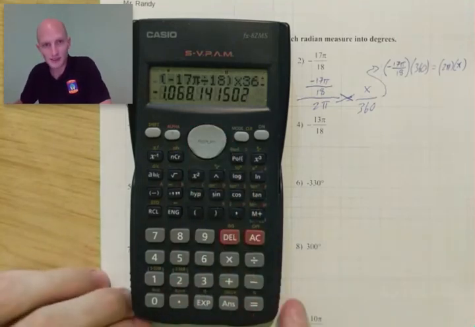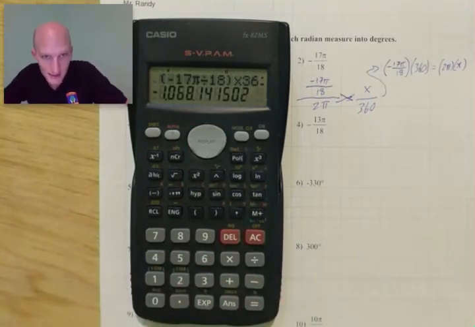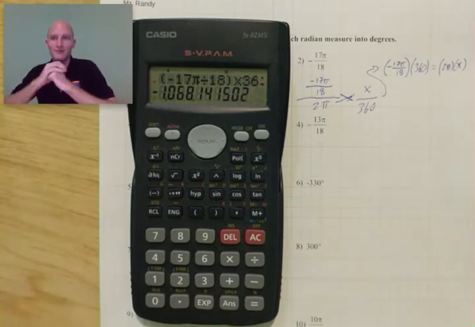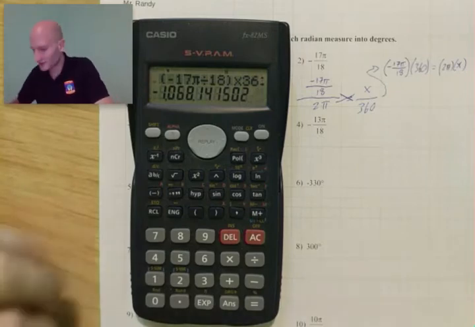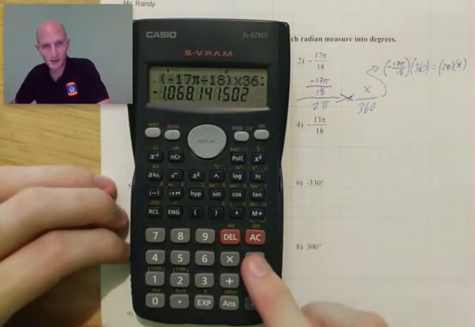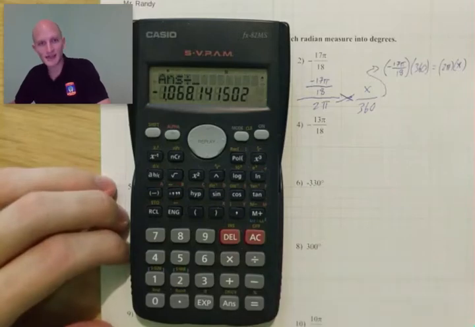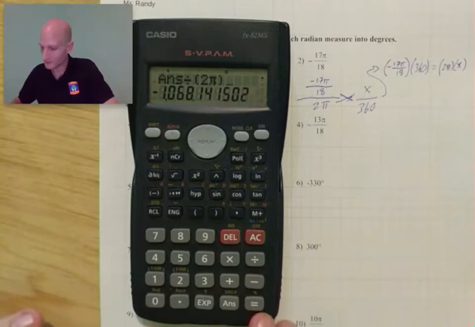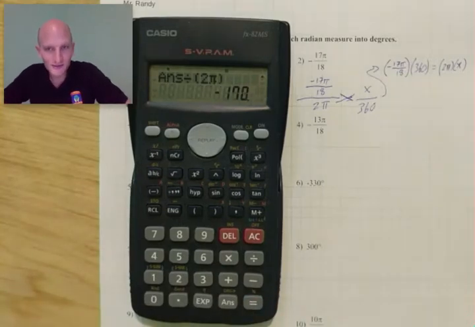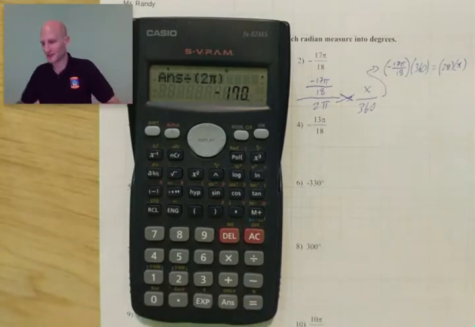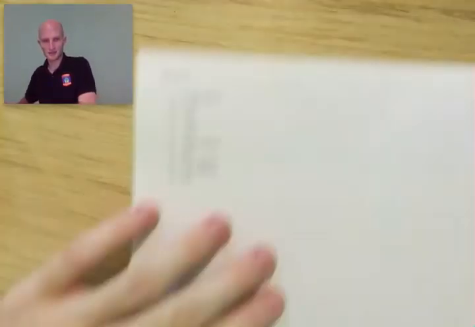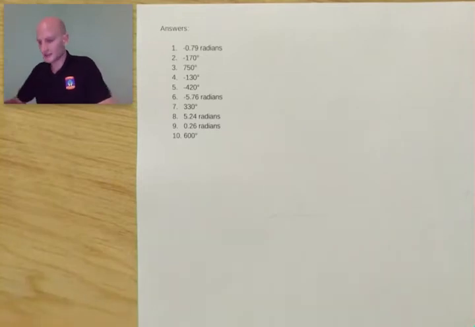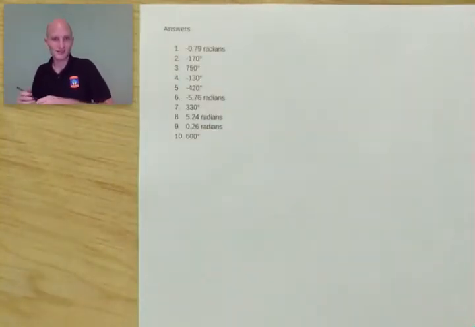Now equals. So the negative 1068.14 is the entire left side. Okay. So now we want to get x alone. So we're going to do both sides divided by 2 pi. So really, we're going to go the entire left side divided by 2 pi in parentheses. And you get negative 170 degrees is x. Okay. And there it is. Negative 170 degrees.